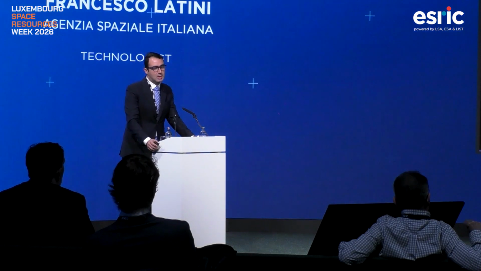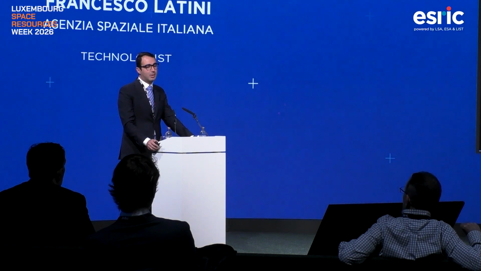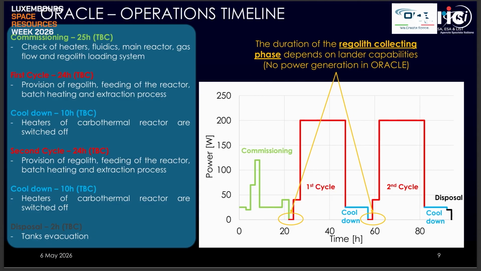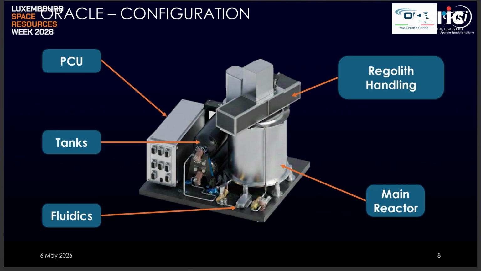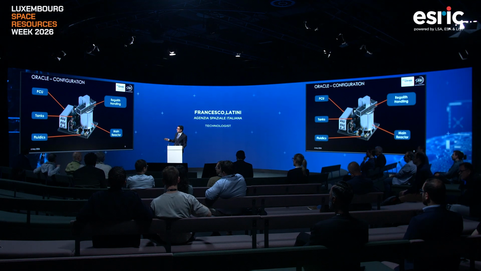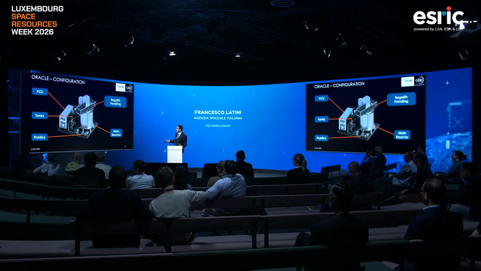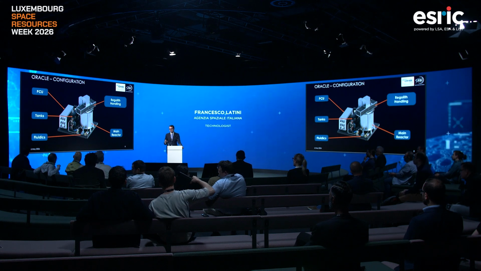So this is a very preliminary sketch of what the Oracle payload will look like. We have a regolith handling system here, where the collection system will pour the regolith onto. Then PCU, so the tanks for hydrogen and the mixture of CH4 and hydrogen. The fluidics system, and of course, the main reactor. That's where the process will take place.